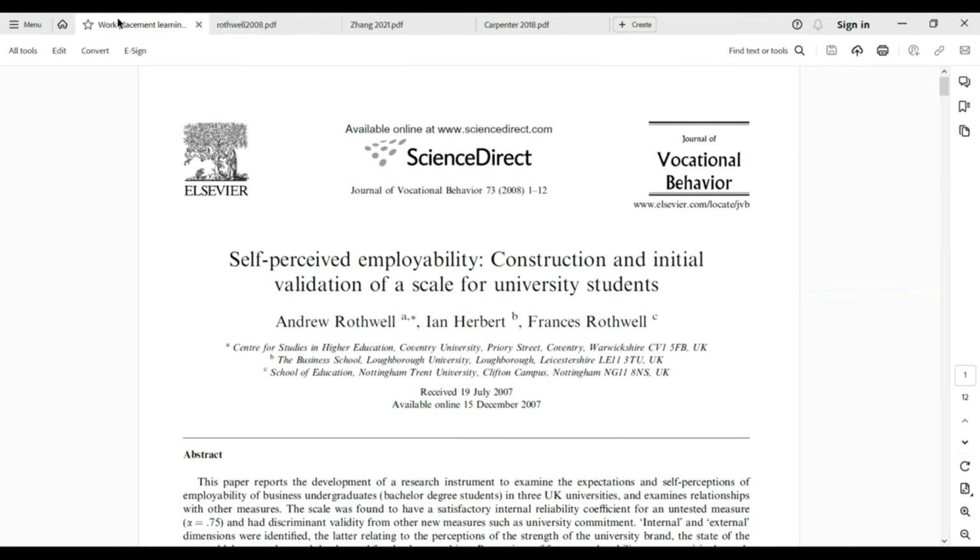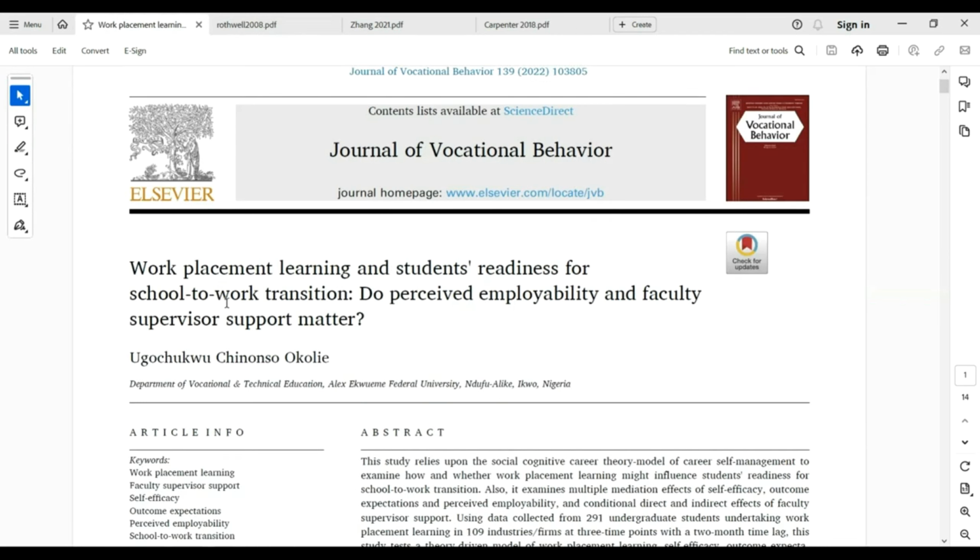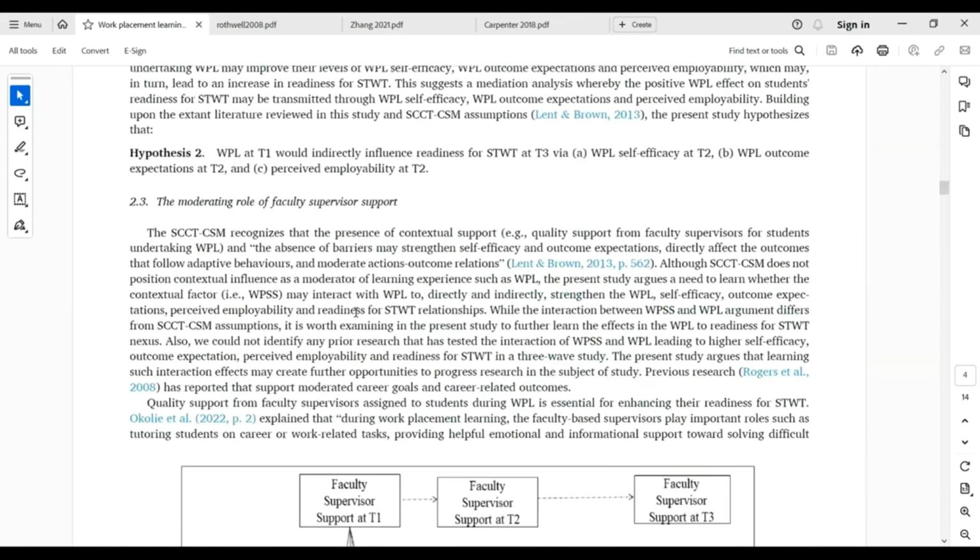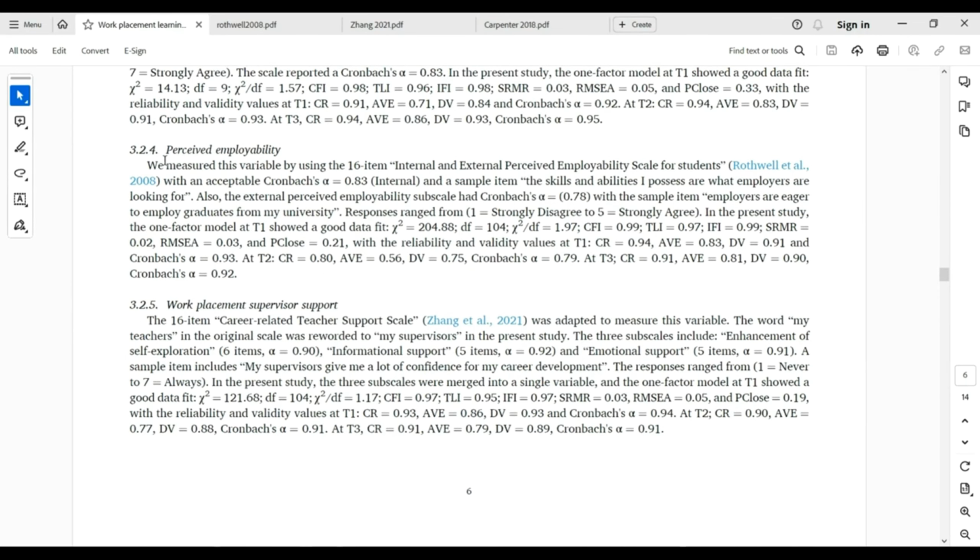So in this study, I adopted Rothwell's measurement scale. Because I worked on work placement learning and students' readiness for school to work transition, do perceived employability and faculty supervisor support matter? So let me quickly take you to the methodology and measure section. Under perceived employability, you can see it said we measure this variable by using the 16 item, that is internal and external perceived employability scale for students. So I had to use the measurement scale without changing it. For example, a sample item says, the skills and abilities I possess are what employers are looking for. That is an example of one of the item statements.